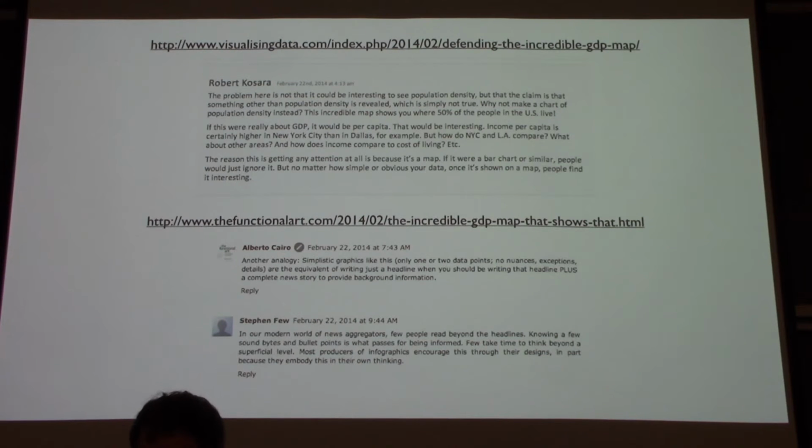If this were really about GDP, it would be per capita. That would be interesting. Income per capita is certainly higher in New York City than in Dallas, for example. But how do New York City and LA compare? What about other areas? And how does income compare to cost of living, and so on? So this is much more complex, and this map is showing something, and it's true what it shows, but it is not faithful to the idea that it represents.